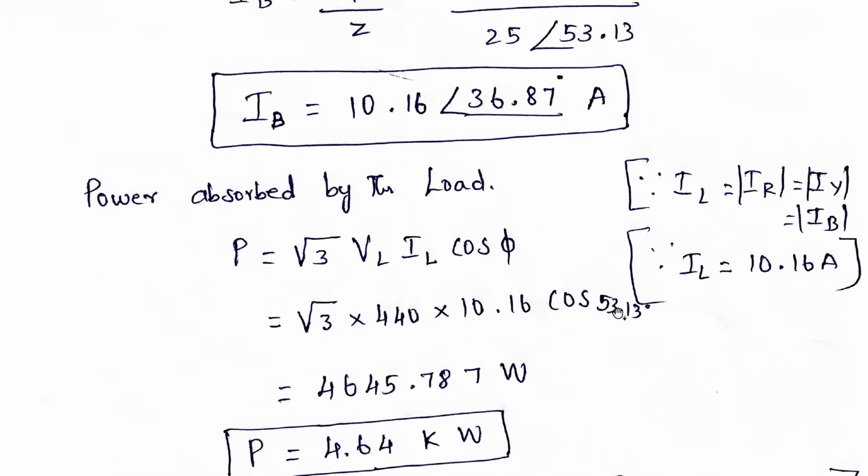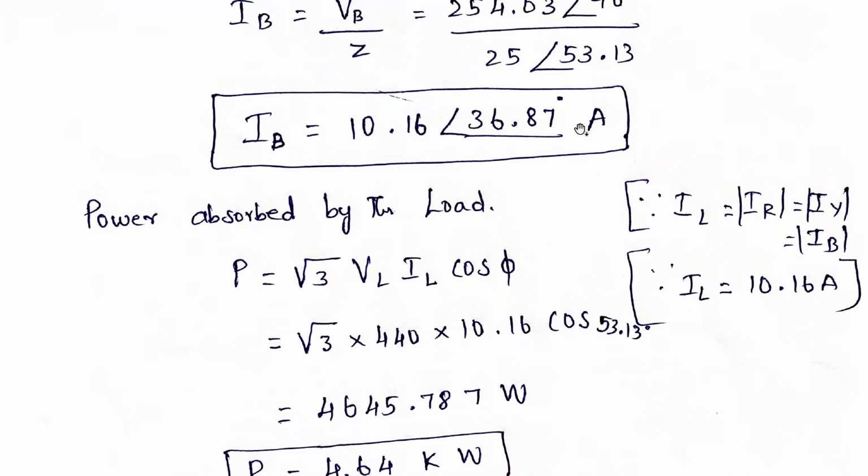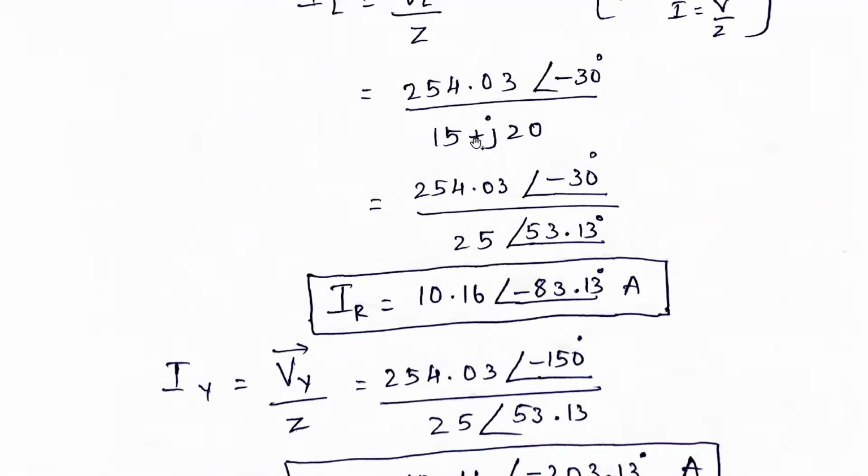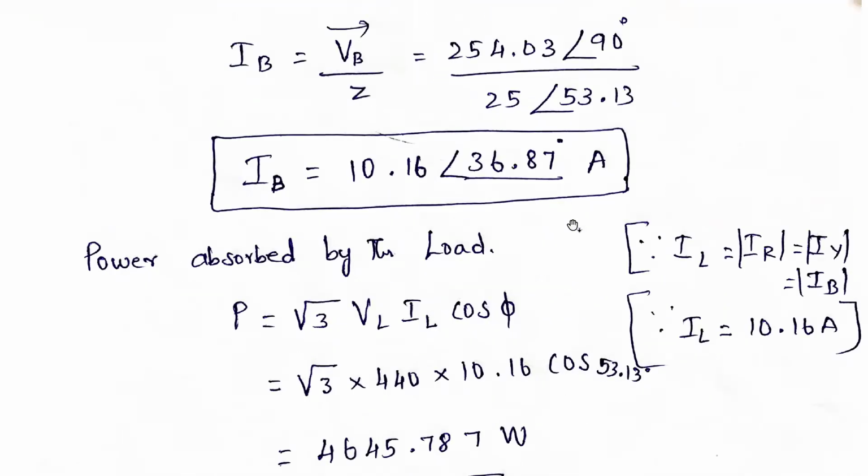So cos phi is 53.13, because if you convert this 15 plus j20, the angle is 53.13. So that is this cos phi angle. So cos 53.13. Okay, so P is equal to root 3 into VL is what?